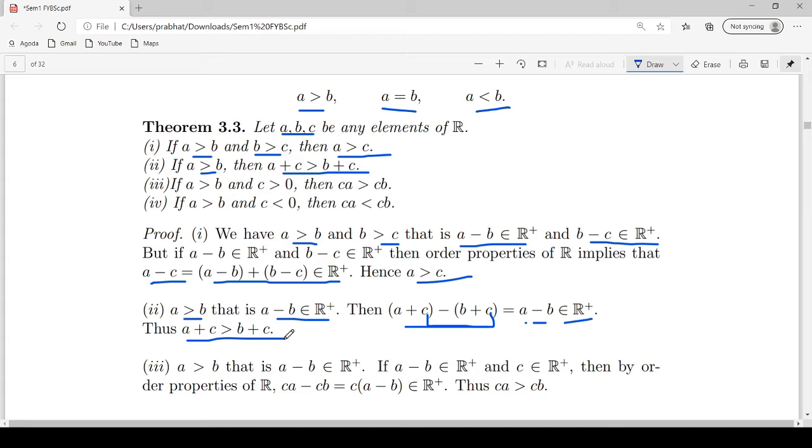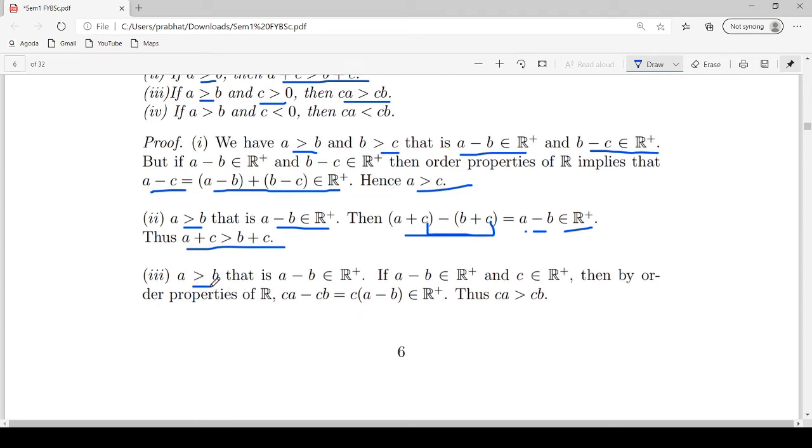Now let's see the third statement. It says if a is greater than b and c is greater than 0, that means c is a positive real number, then c times a is greater than c times b. Let's see the proof.